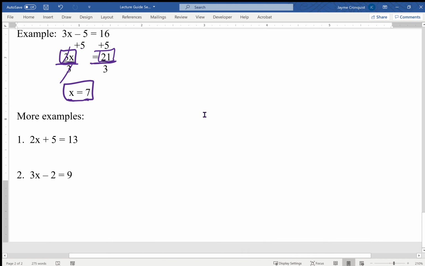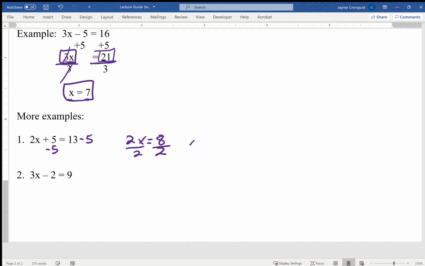All right, we have 2 more examples. All right, first, subtract the 5. That leaves me with 2x equals 13 minus 5 is 8. Divide by 2. X equals 8 over 2, which is 4. And we're done. Yay.